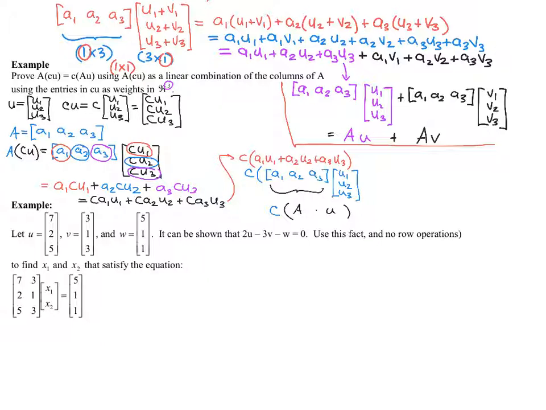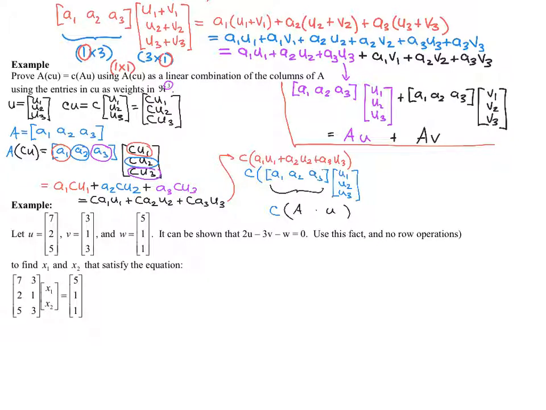So the second example here, let U equal 725, V equal 313, and W equal 511. It says it can be shown that 2U minus 3V minus W equals 0. Use this fact and note row operations to find x1, y1 that satisfy the defined.